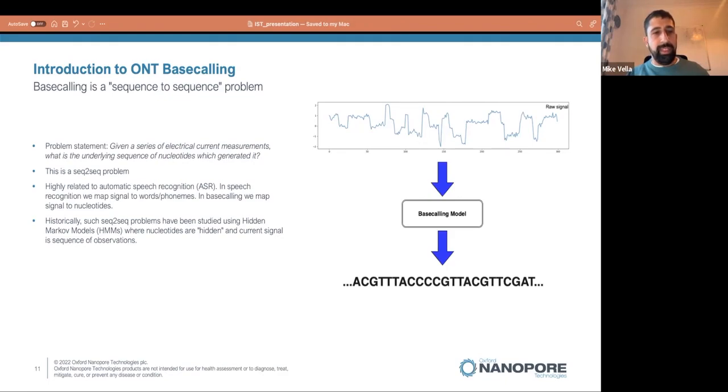Historically, these seq-to-seq problems have been studied using hidden Markov models. This is a model where you express your problem as a Markov chain, where the sequence of states that you're interested in is the Markov chain, and you've got a sequence of observations, each of which has a distinct number of probabilities of giving rise to one of these states. This is indeed what Oxford Nanopore used to do: we used to model this problem as a Markovian problem. But since around 5 years ago, I guess, we found that deep learning techniques give much higher accuracy than the Markovian approaches.